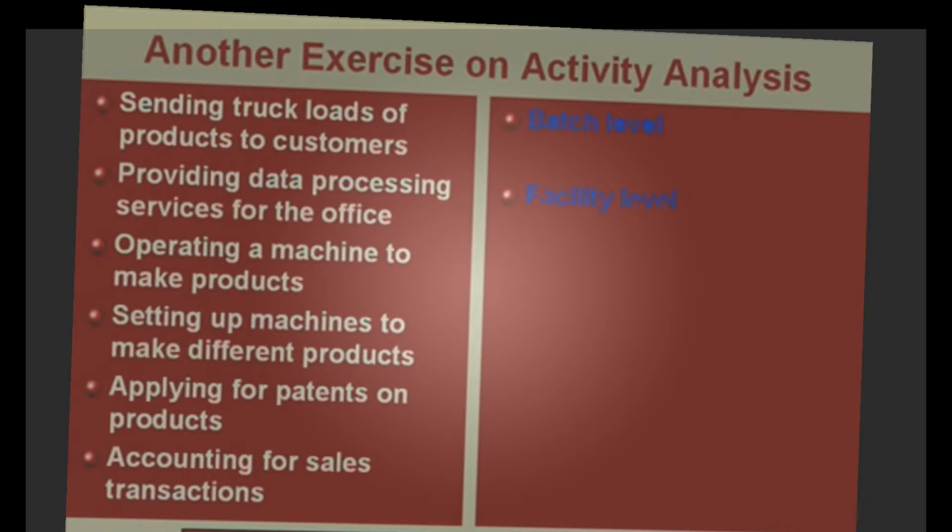Operating a machine to make products. I could make a case for unit level. Setting up machines to make different products. You can make a case for batch because you set up the machine by batch.